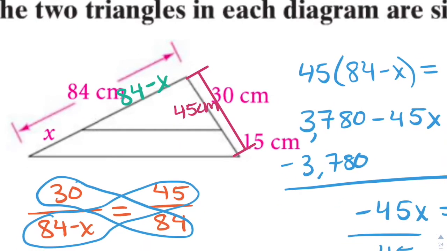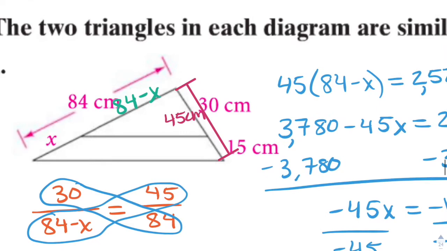So now that I have all the pieces, I'm going to set up my proportion. I did 30 is to 84 minus x. So in this case, I stayed within the smaller triangle. 30 is to 84 minus x. I did the right side is to the left side. And then I need to do the bigger triangle. So I did right side is to left side, as whole right side, 45, is to the whole left side, 84. Again, it's not the only way to set this up. I could have done 30 is to 45, but then I would have had to do 84 minus x is to x, as 84 minus x is to 84.